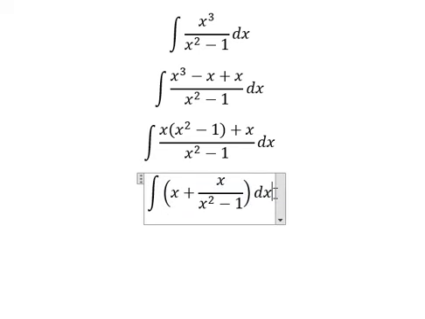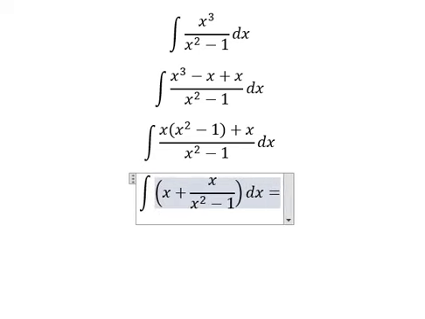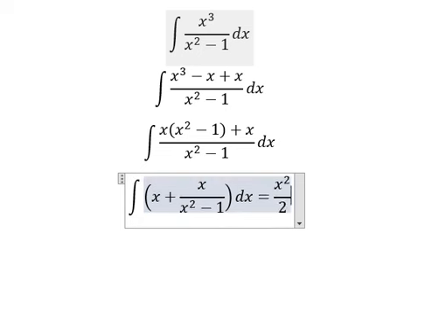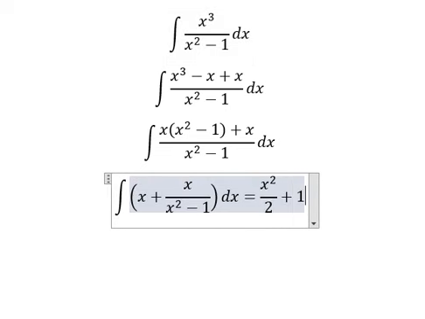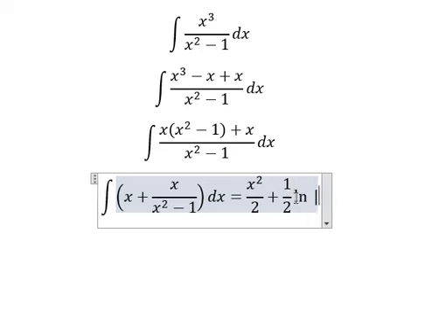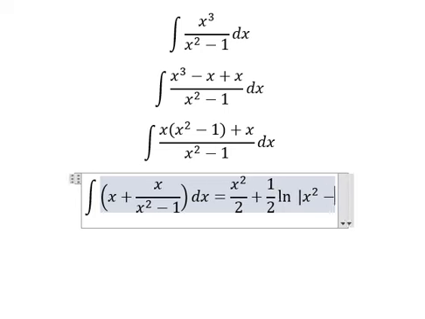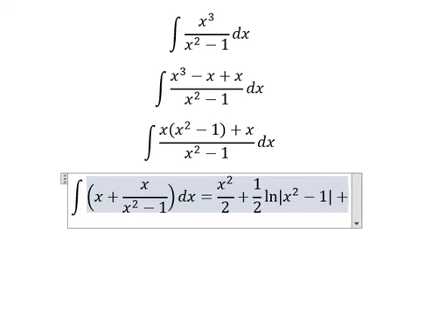So the integration of s, we have s squared over 2. The integration of this one, we have 1 over 2 ln of the absolute value of s squared minus 1. And I will put plus c.